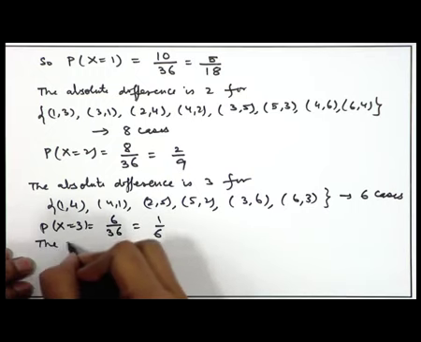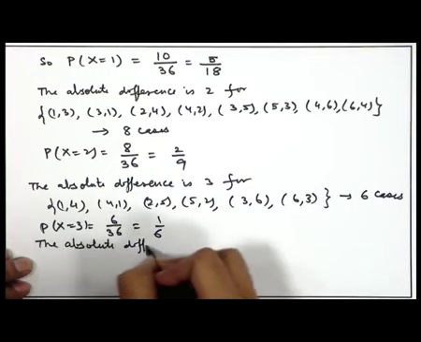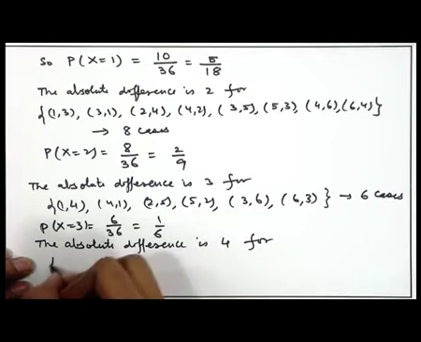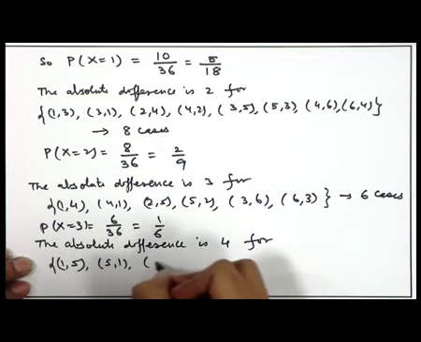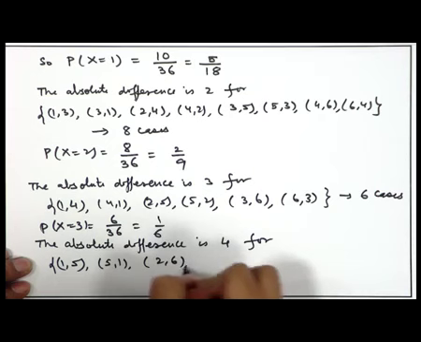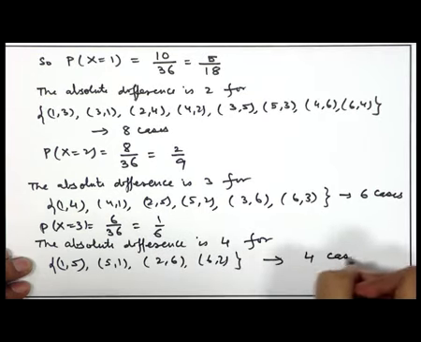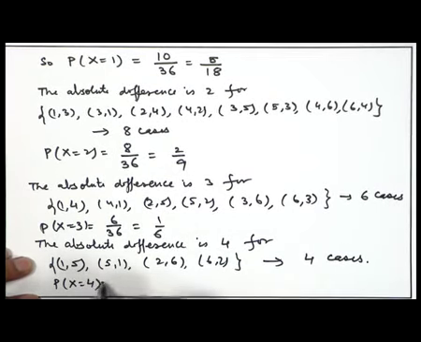Now the absolute difference is 4 for (1,5), (5,1), (2,6), (6,2). There are total 4 cases. So the probability that X equal to 4 will become 4 by 36, that is 1 by 9.